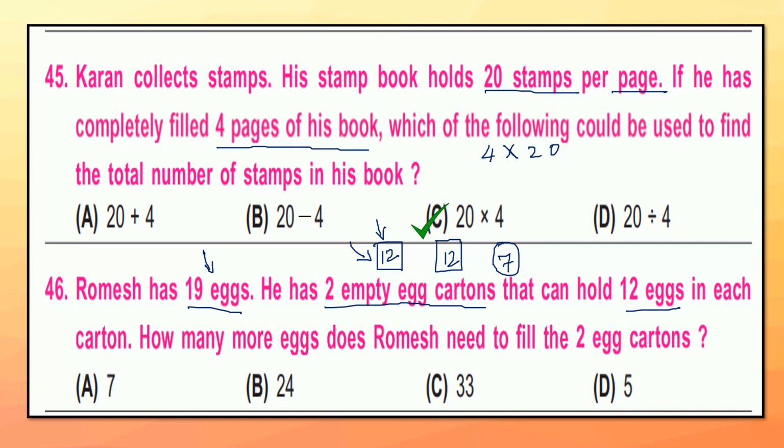How many more eggs does Romesh need to fill the 2 egg cartons? So 7 plus what will give us 12, so that both the cartons are filled. 7 plus 5 will give us 12. So therefore the correct answer is option D, 5. So 5 more eggs would mean that both the cartons are filled with 12 eggs in each.